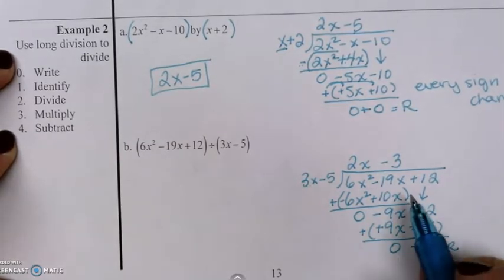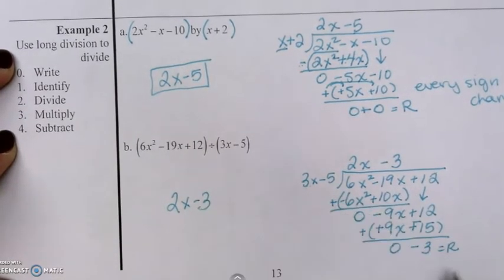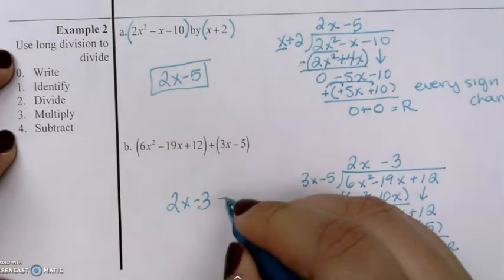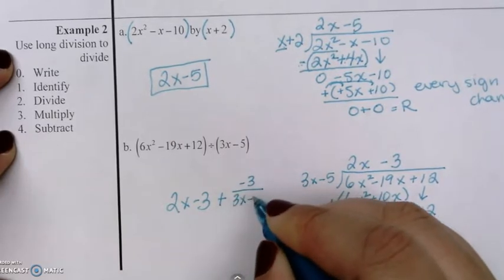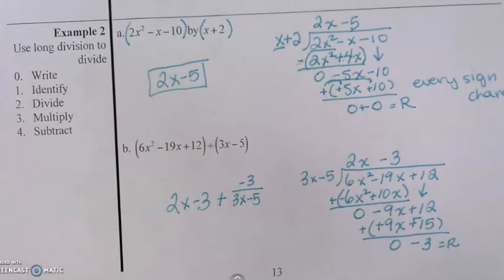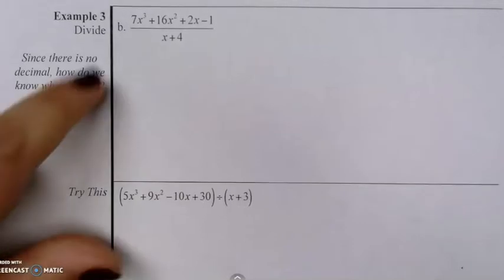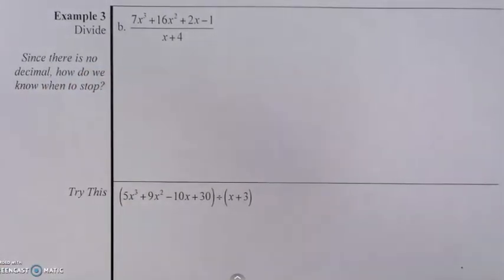So how do I write this quotient? Well, I have the 2x minus 3, and I have my remainder, which always goes over my divisor, my denominator. So we get plus negative 3 divided by 3x minus 5. All right, looking at the next page at example 3, we want to, again, use long division because our denominator is not a monomial.